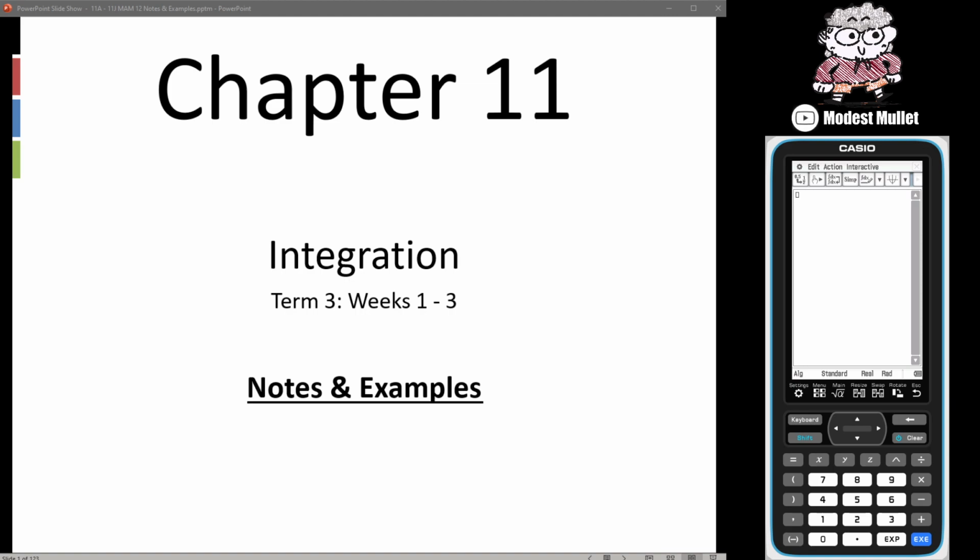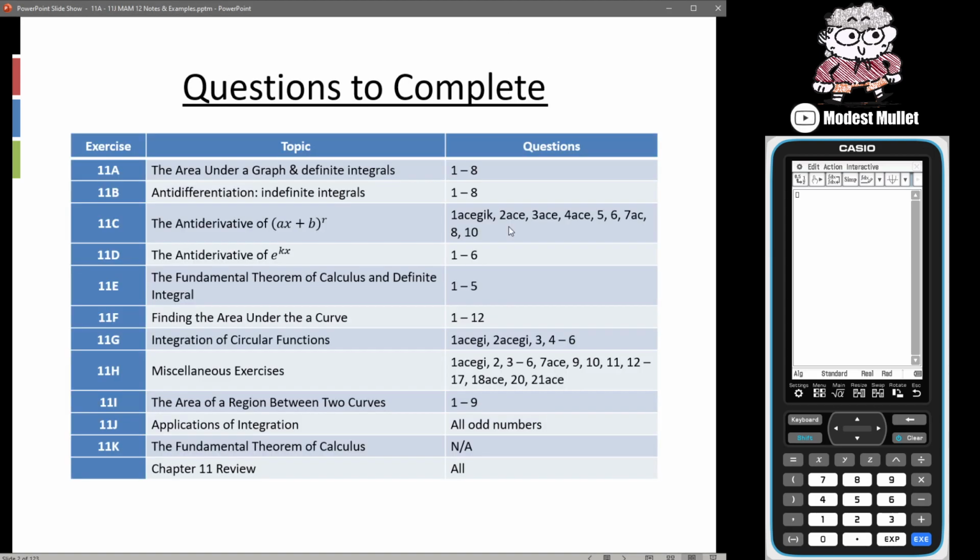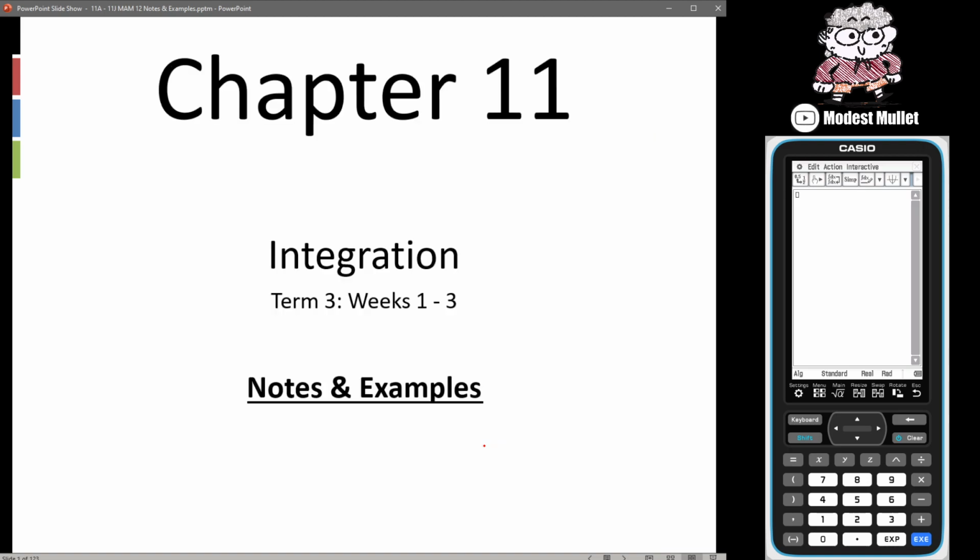In this series we're looking at integration. It's a very exciting, a very useful topic. There's certainly some tediousness in this. We're going to be covering 10 exercises over the first 3 weeks of term 3. You can see here there are actually 11 exercises listed, but 11K we're not going to worry about.